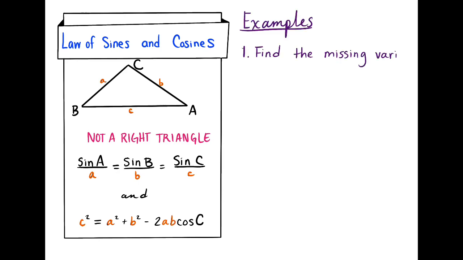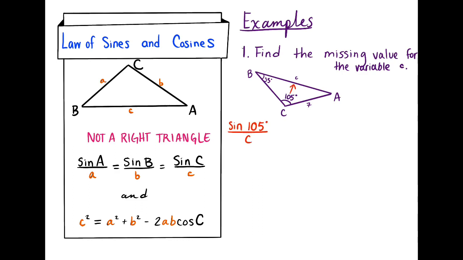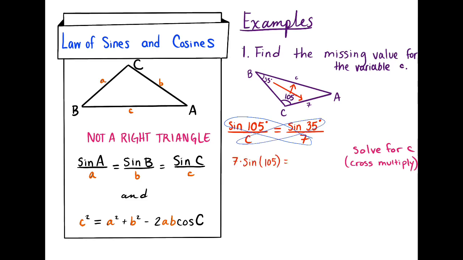Okay, so let's take a look at an example. If we're finding the missing value for the variable c, let's start with what we know. So I have sine of 105 over c, and I can write another ratio of sine of 35 over 7. Now I have this fraction, so I can solve for c by cross multiplying. That gives me 7 times sine of 105 equals c times sine of 35. Now to get the c by itself, I have to divide by sine of 35 on both sides.